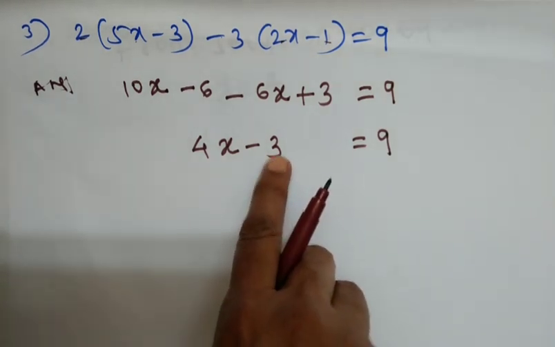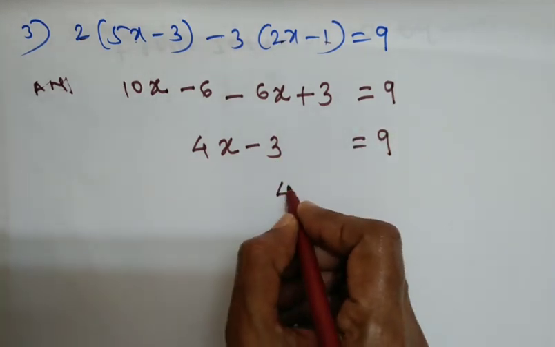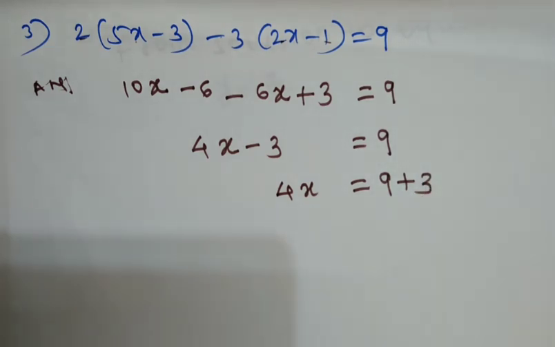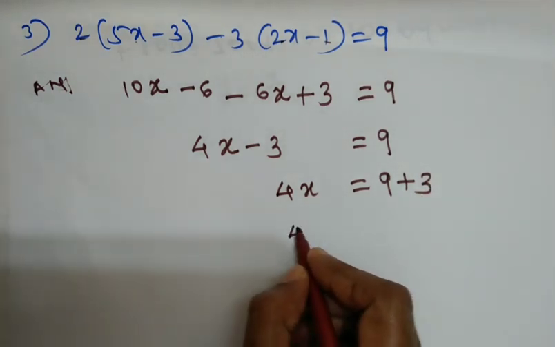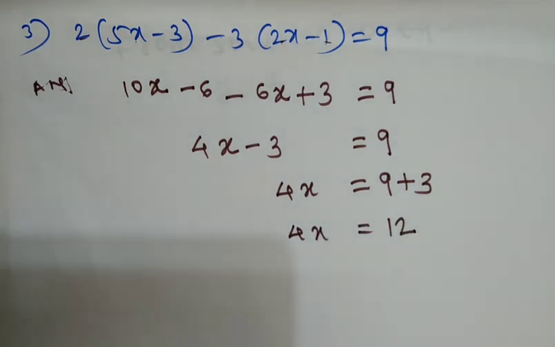Now you have to take minus 3 to the right side. So minus 3 becomes what? Plus 3. So 4x is equal to 9 plus 3. So what are you getting? 4x equal to 12 we are getting.